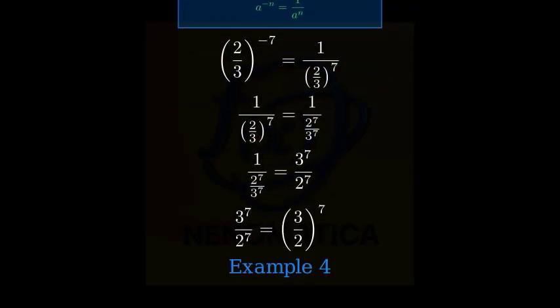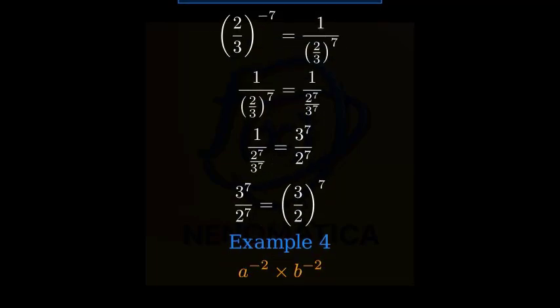Our final example is slightly different. We have a to the power of -2 times b to the power of -2.